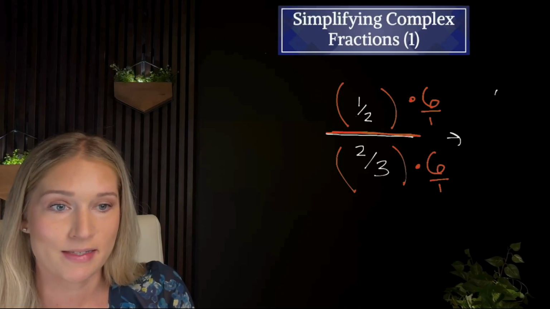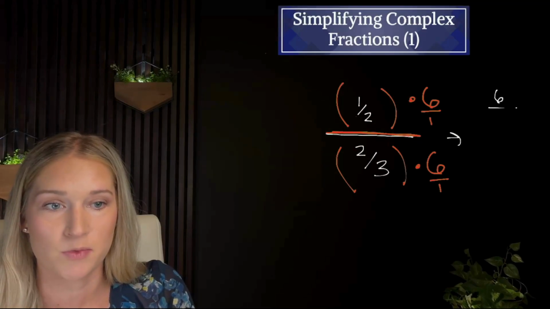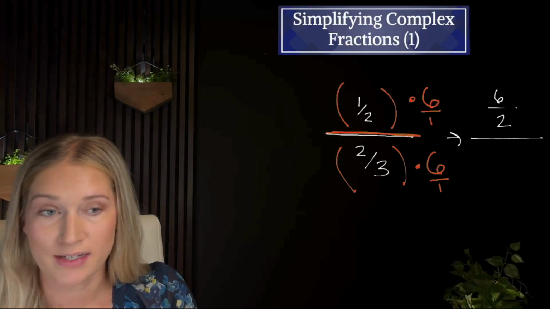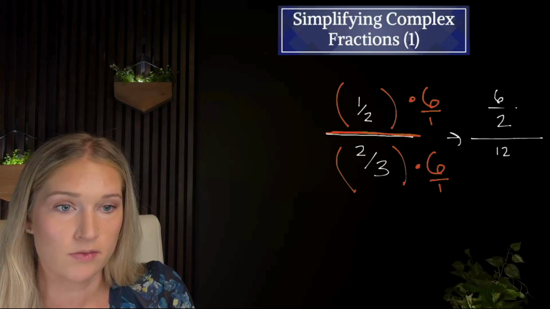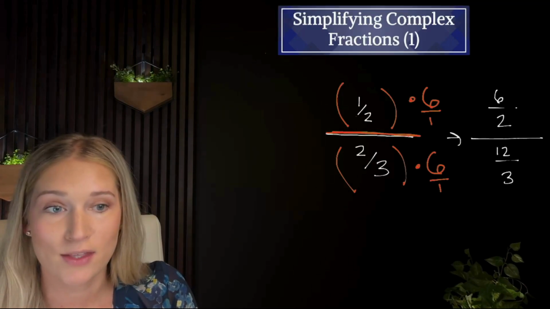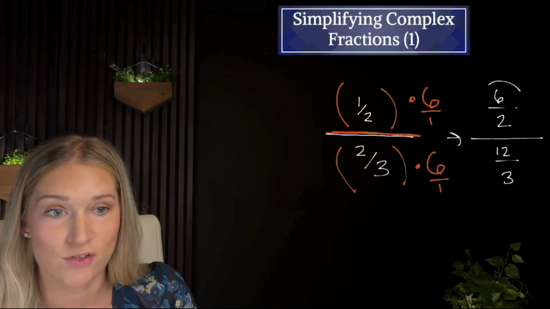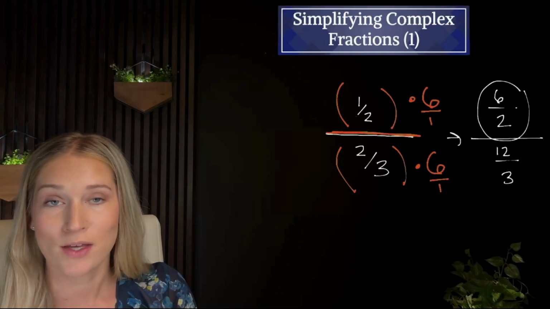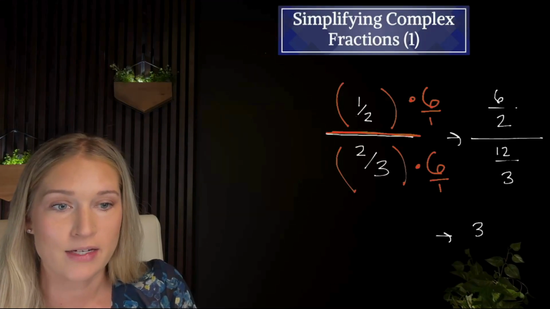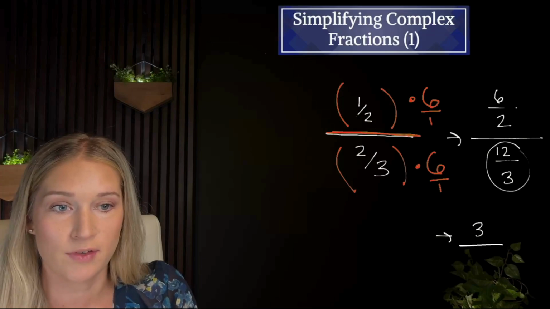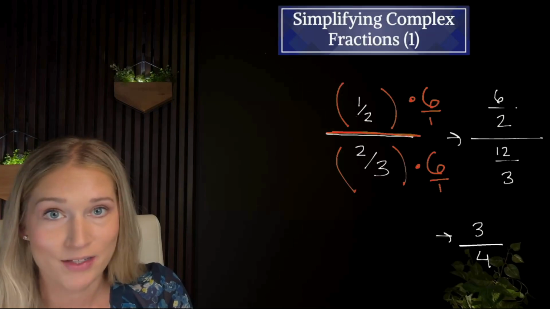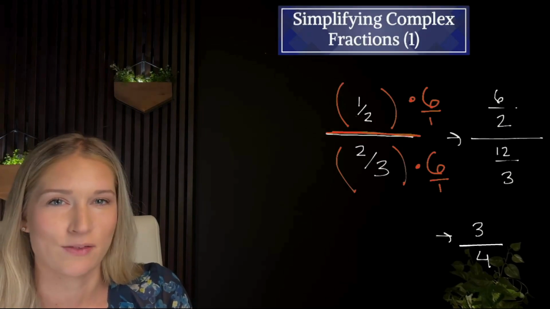1 times 6 is 6. In the denominator, 2 times 1 is 2. Over, I multiply straight across again. 2 times 6 is 12, over 3 times 1 is 3. Now, if I look at the top of that big fraction, this 6 over 2, that's just 6 divided by 2, which is 3. And in the denominator, I have 12 divided by 3, which is 4. So I still got to that 3/4. I just went about it a different way.